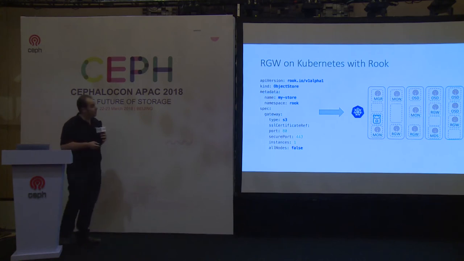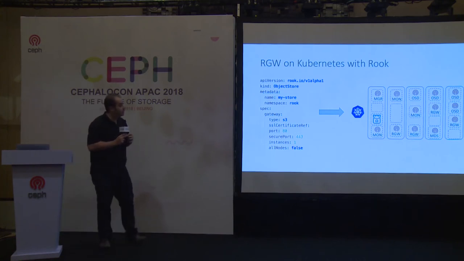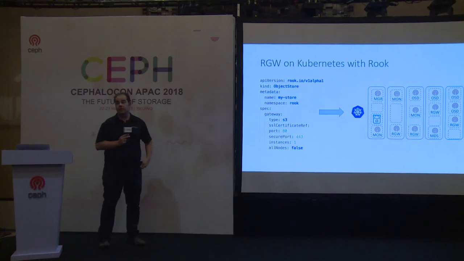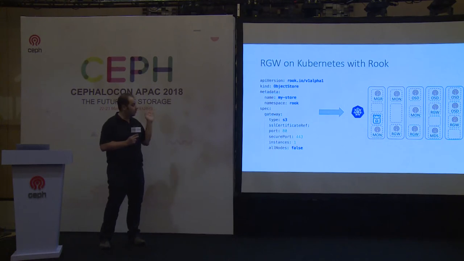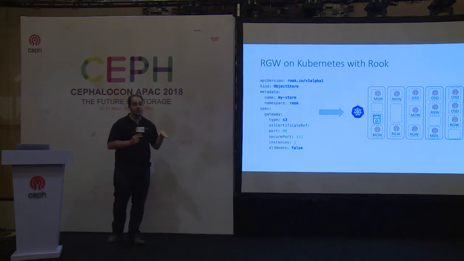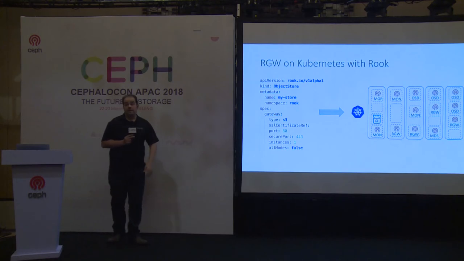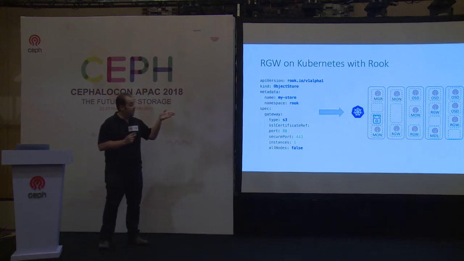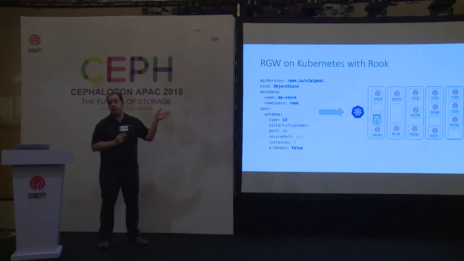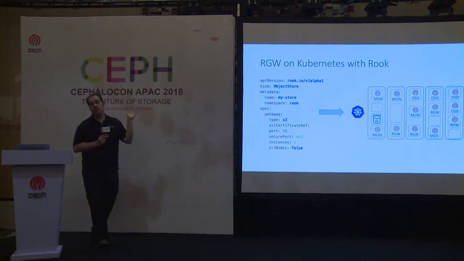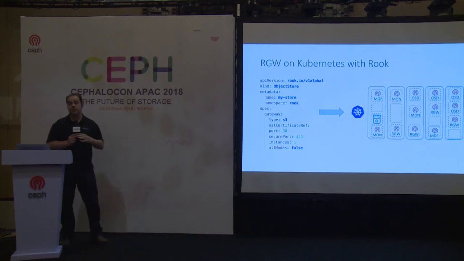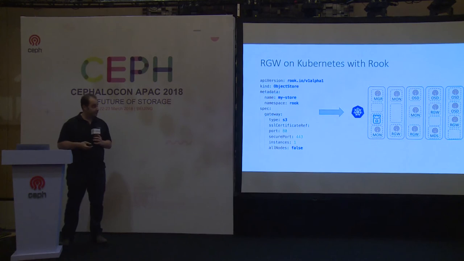And the same is true if you were to create an object store using RGW. You essentially define the object store. You set all the parameters you want on it, the port, which nodes to use, the kind of interface you want to expose, and you post that, and Rook will go and create all the RGW proxies, set up service endpoints, configure them, and get that all up and running, and actively watch it.